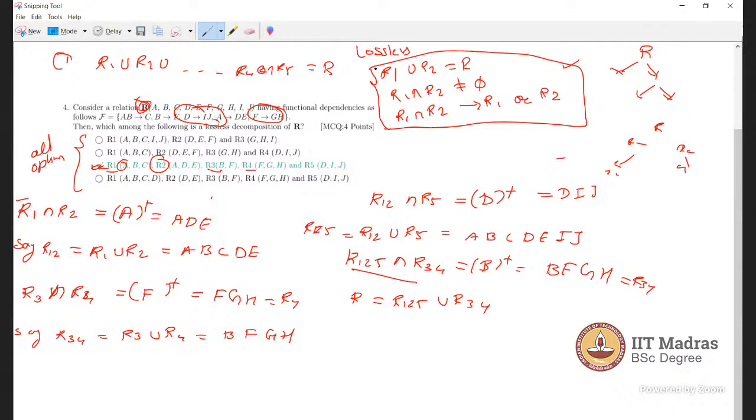Because here we are getting a combination that is not in order. First R125 union R34. So we cannot say order. Order will not matter also here.